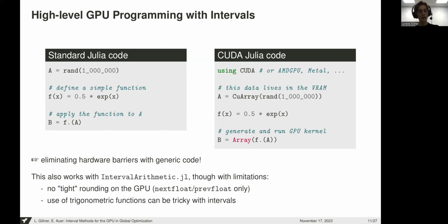And there is an interval library for Julia. However, we can only use intervals on the GPU in the Julia language with some limitations, because rounding, again, is very CPU specific. The GPU supports next float and previous float methods, which allows us to do at least some rounding control on the GPU with generated code. But trigonometric functions, for example, are not very usable at the moment. So that is something to keep in mind when working with Julia and intervals on the GPU.